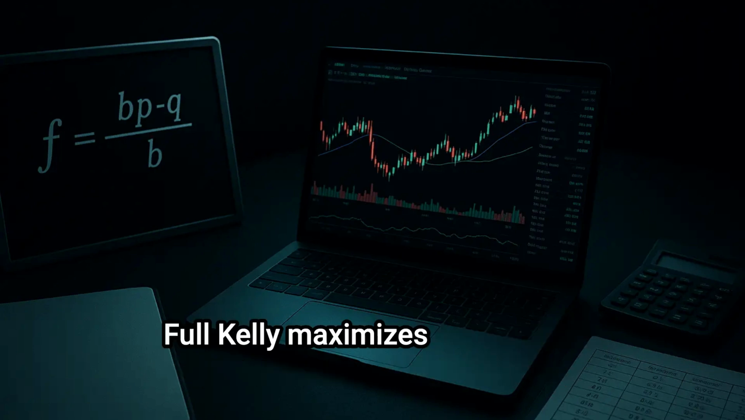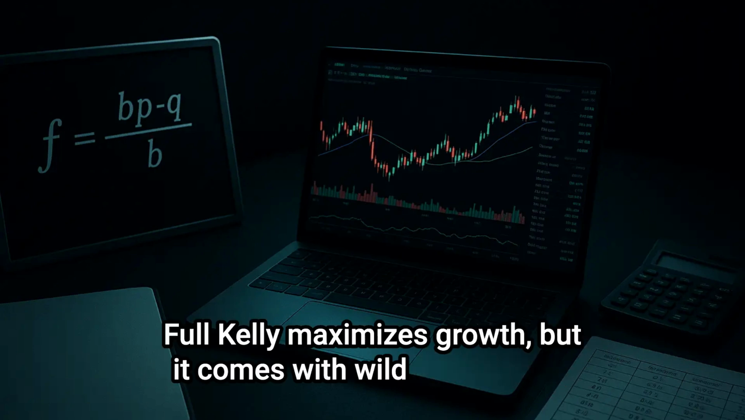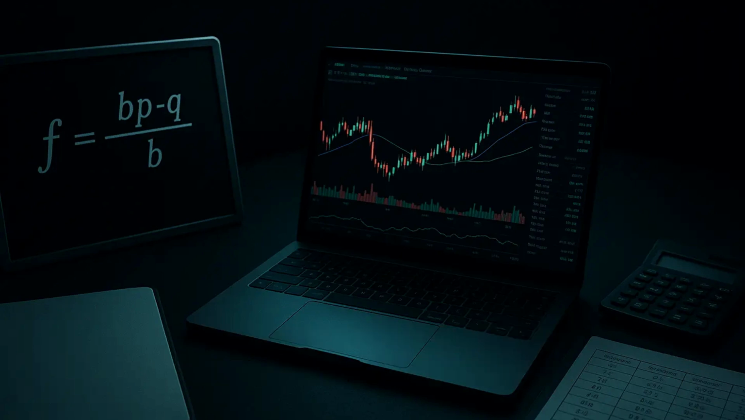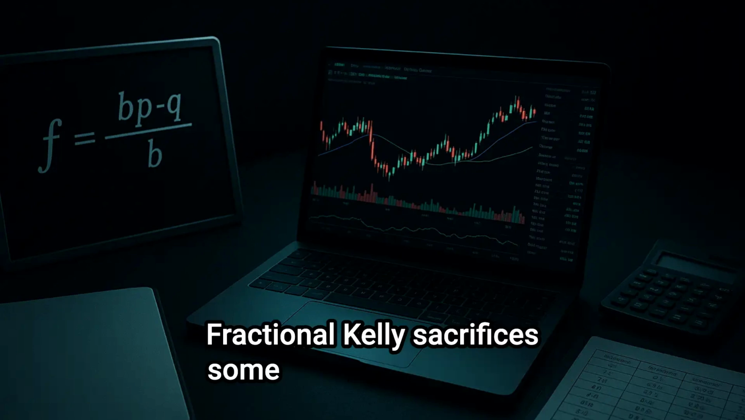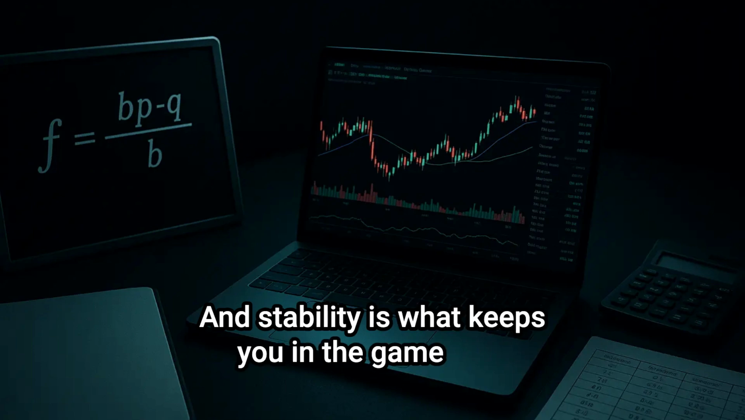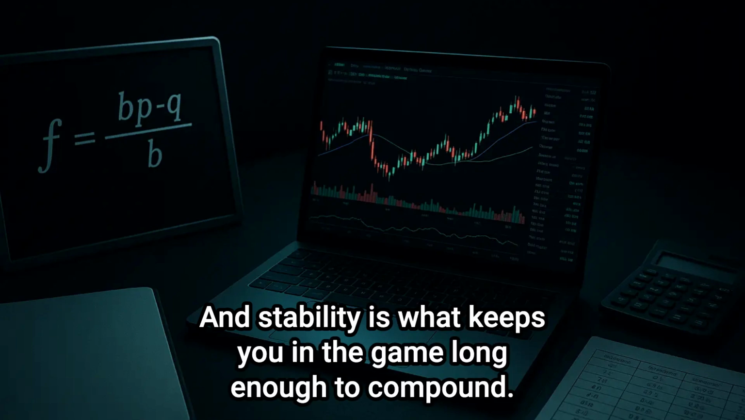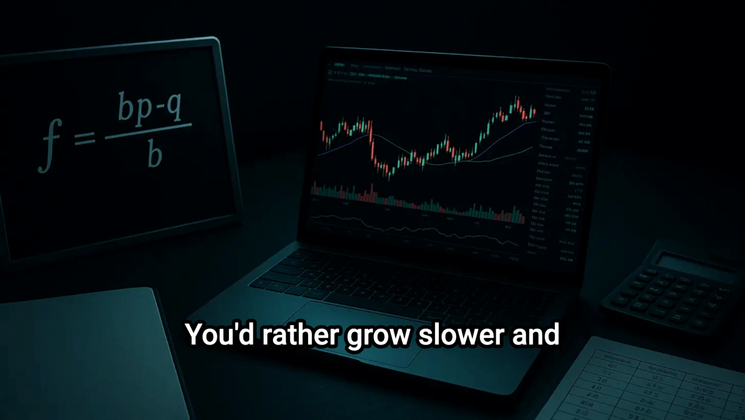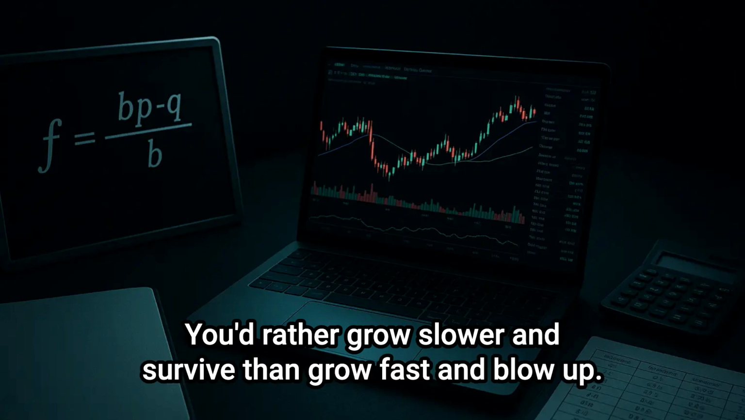Full Kelly maximizes growth, but it comes with wild drawdowns. Fractional Kelly sacrifices some growth for stability. And stability is what keeps you in the game long enough to compound. You'd rather grow slower and survive than grow fast and blow up.